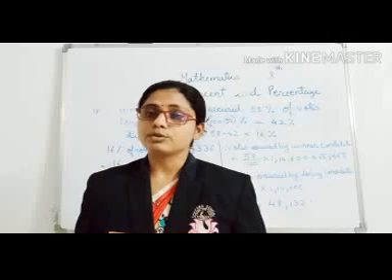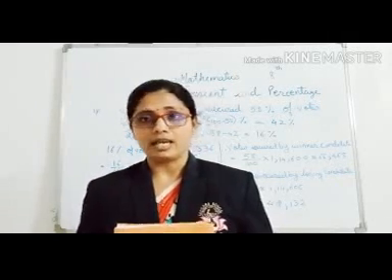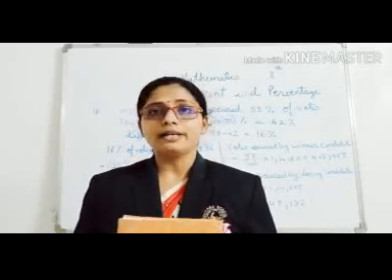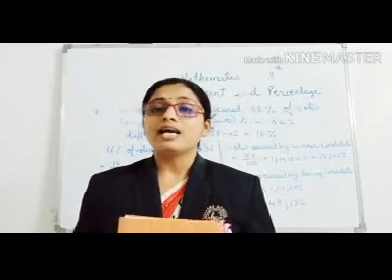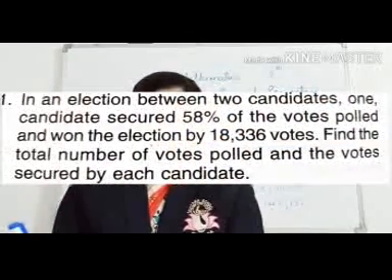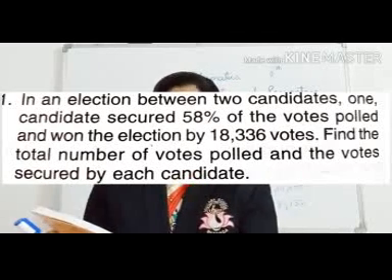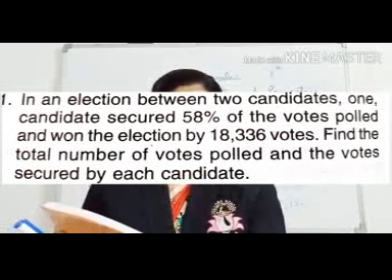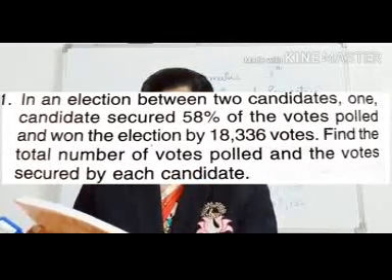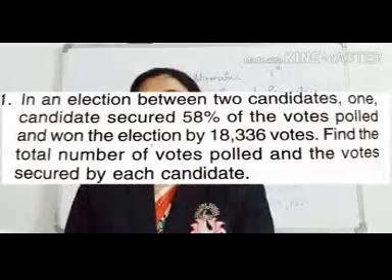Now let us have a look at a different type of percentage question from exercise 7a, that is the 11th question. Just have a look at it, read it carefully, understand it and plan how to solve. In an election between two candidates, one candidate secured 58% of the votes polled and won the election by 18,336 votes. Find the total number of votes polled and the votes secured by each candidate.